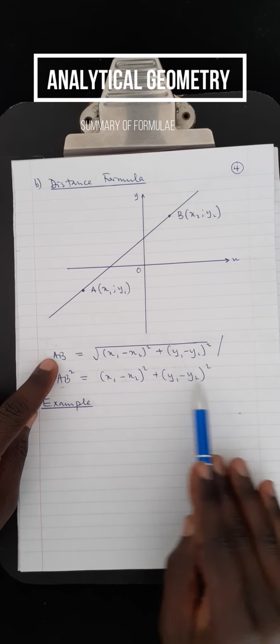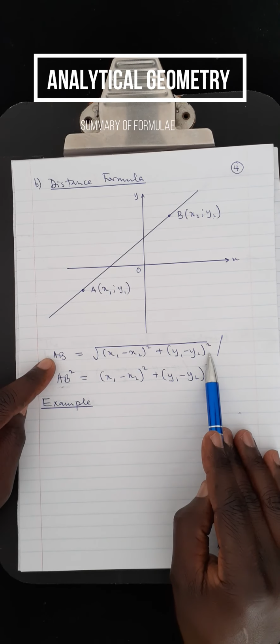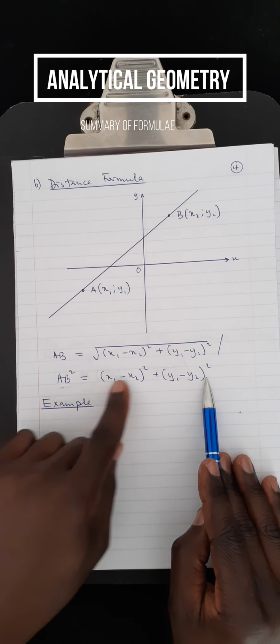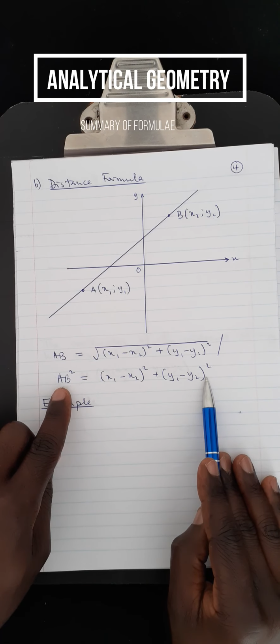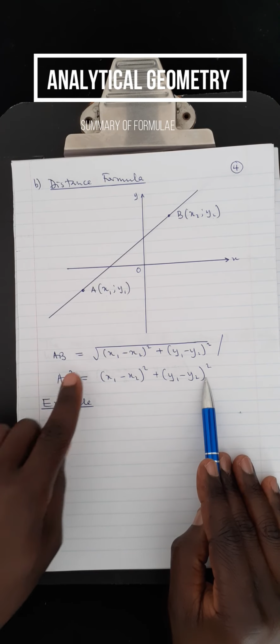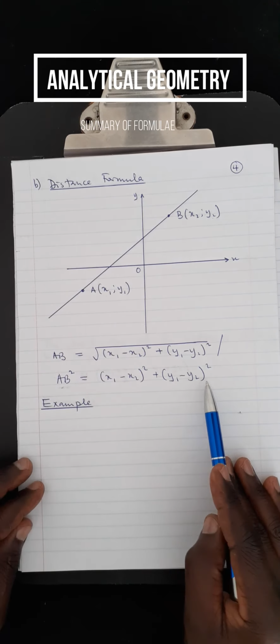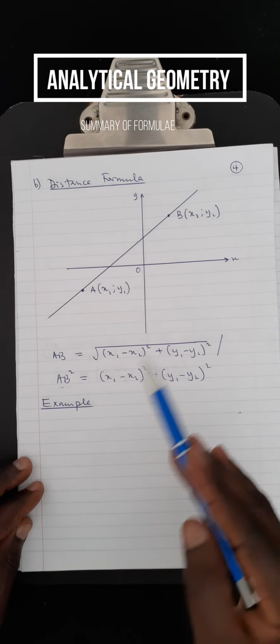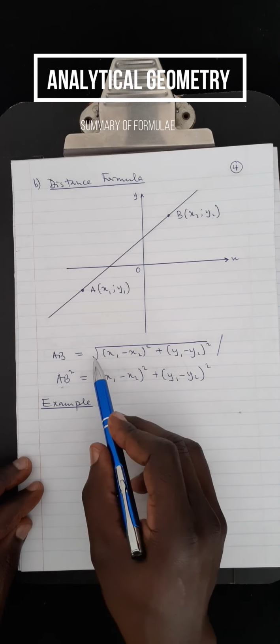I prefer this format because I've noticed that most students tend to forget to find the square root. If you are asked to calculate the distance from A to B, in the end you must always take the square root. So it's better to use the first format, and then you can punch the results in your calculator.